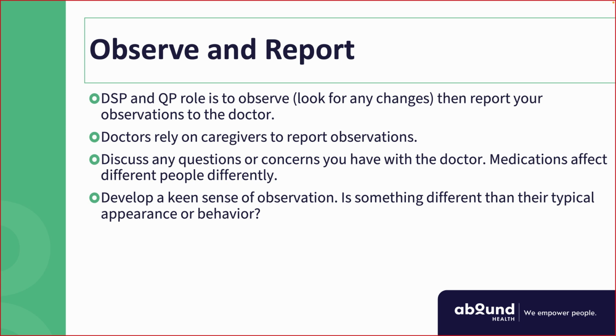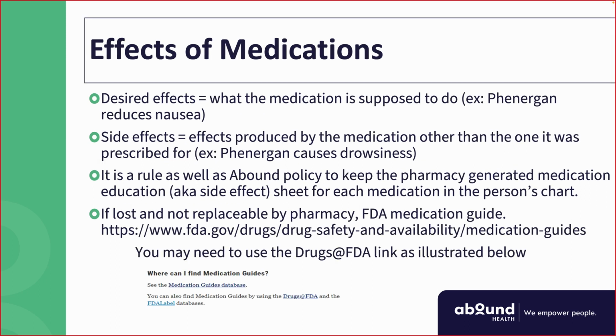Medications affect people differently. So some antidepressants make people more depressed. Iron makes people constipated. So make sure that you speak up and say something. Develop a keen sense of observation. Is there something different than their typical appearance or behavior? So the effects of medication: the desired effect is what the medication is supposed to do.